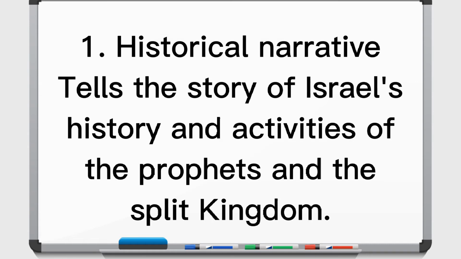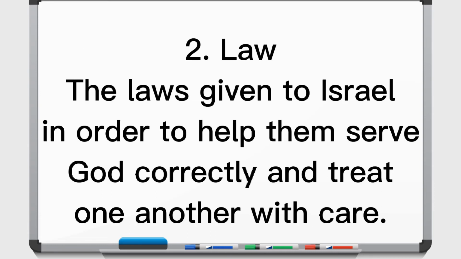The first one is the historical narrative. The historical narrative narrates stories. We have the likes of Genesis, Exodus, like half of Exodus, not all of Exodus though. We have Joshua, we have Judges, and so on and so forth. Okay, so the first one is historical narrative. Then the second one, we have the law. Yes, the law.